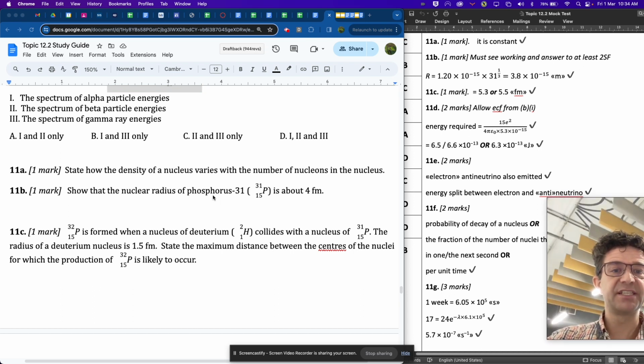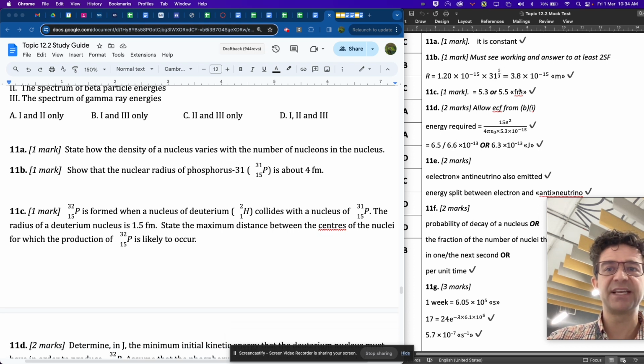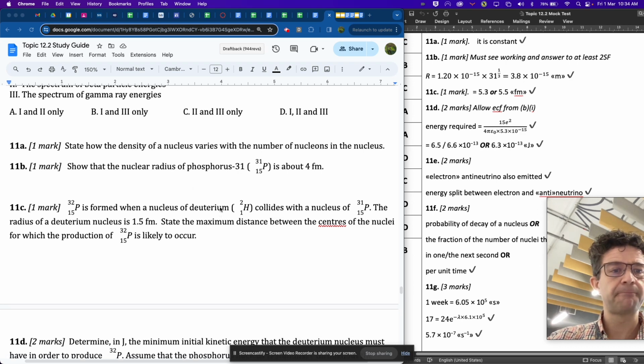Show that the nuclear radius of phosphorus is about 4 femtometers. That's just substituting into the equation. We have 1.2 femtometers times that 31 to the 1/3. And so we get 3.8 times 10 to the minus 15.